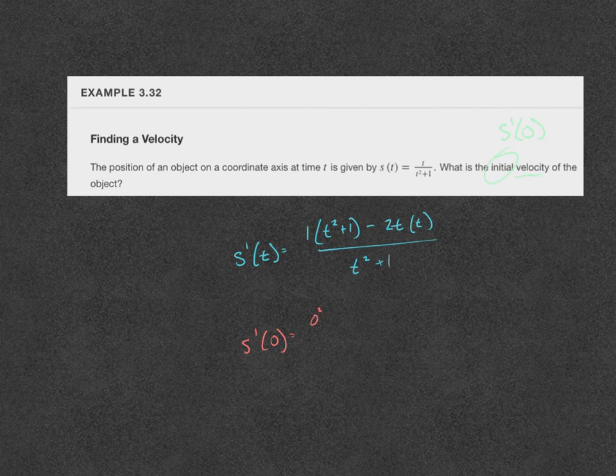0 squared plus 1 minus 2 times 0, that's 0, divided by 0 squared plus 1. That drops out. That's gone. I'm just left with a 1 in the numerator, 1 in the denominator. So the initial velocity, the velocity at the beginning of time for this object, is 1. And we're not going to write any units here because we're not given any units in the problem. 1 unit per unit of time. But no, that would be silly to write down.